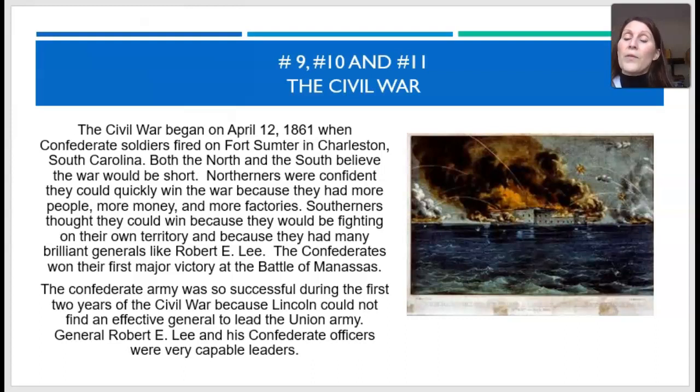The Confederates won their first major victory at the Battle of Manassas. The Confederate Army was so successful during the first 2 years of the Civil War because Lincoln could not find an effective general to lead the Union Army. General Robert E. Lee and his Confederate officers were very capable leaders.